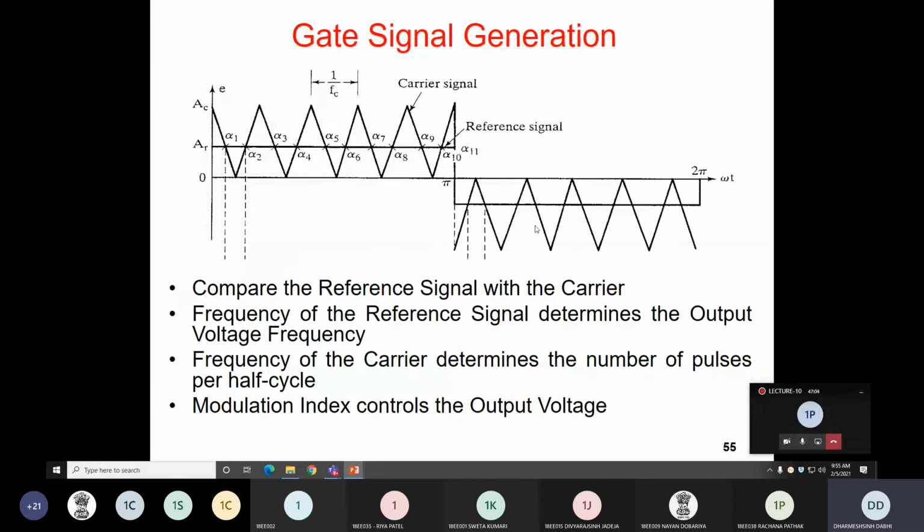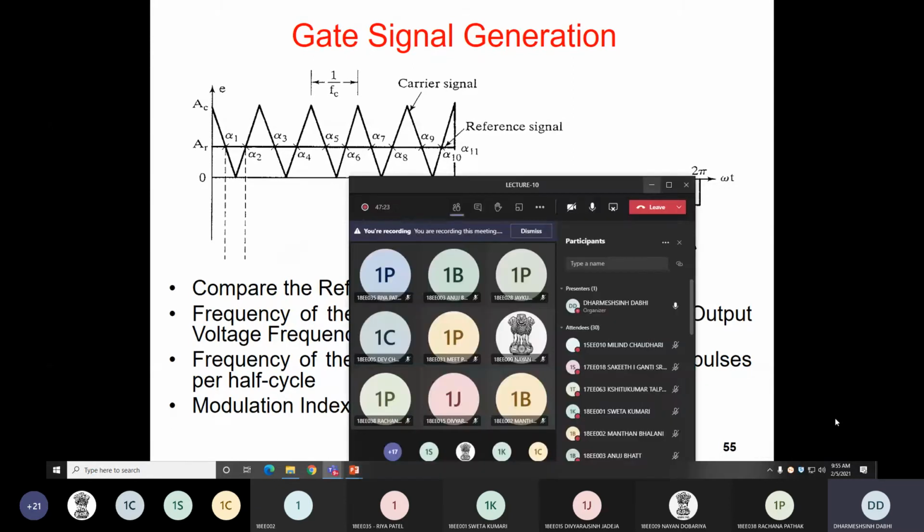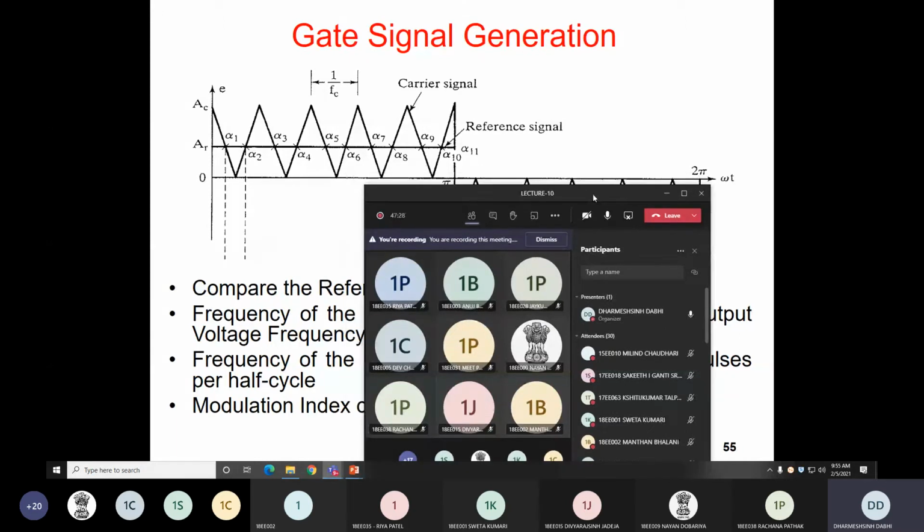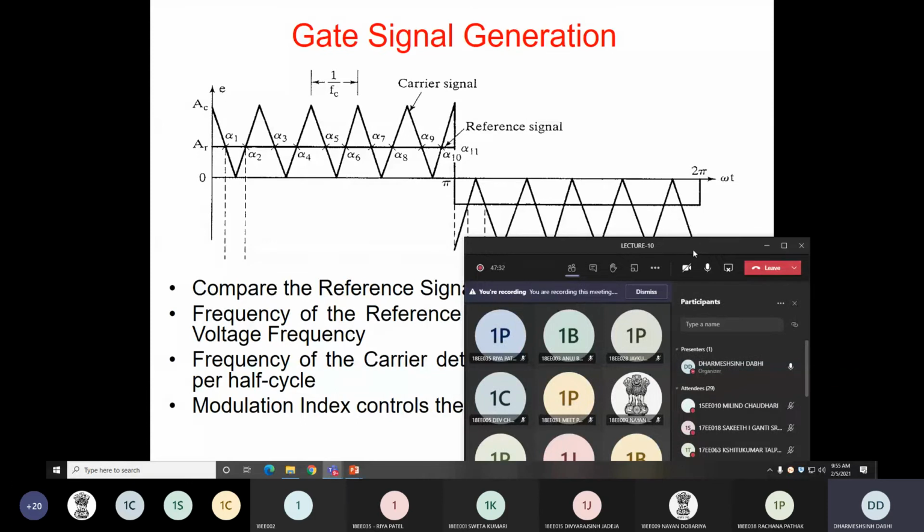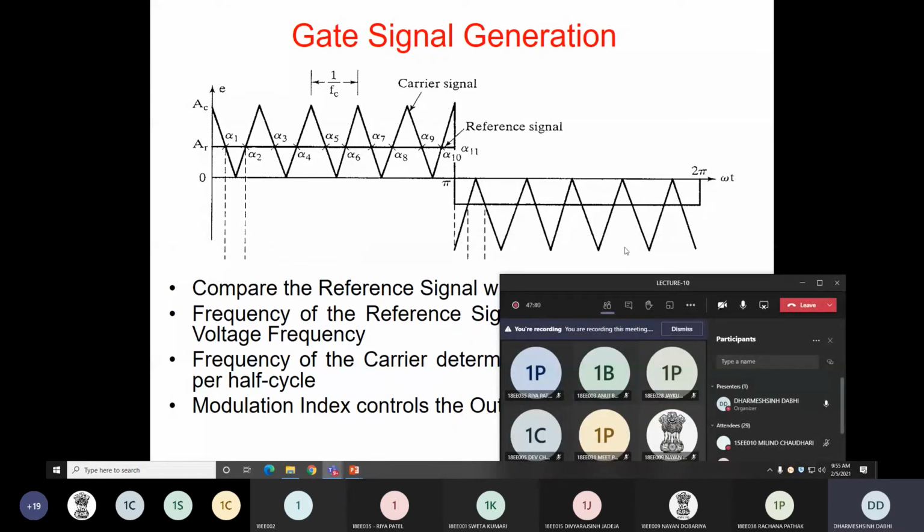Clear? So what is the frequency of this triangular wave in one complete cycle? Yes, anyone? Give me the answer. Yes, what is the frequency of this carrier signal? Yes, what is the frequency of this triangular wave?